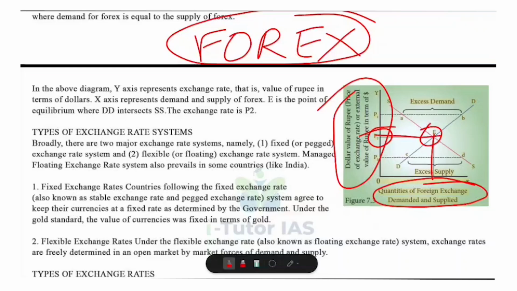If the exchange rate rises above P2, that means if it becomes P1, excess supply of dollars happens and the rate will fall back to equilibrium. If the exchange rate falls below P2, that means if it becomes P3, excess demand for dollars happens and the rate will rise back to equilibrium. The key idea is that, just like prices in a market, the exchange rate adjusts automatically through the interaction of foreign demand and supply to restore equilibrium.